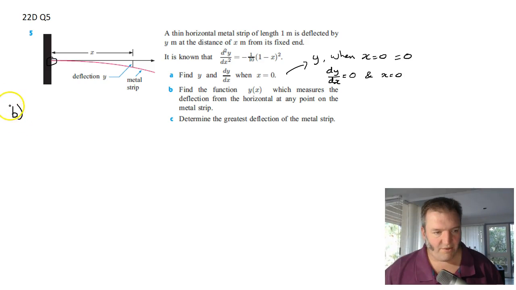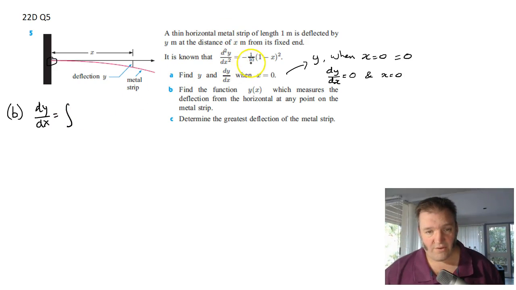Let's go ahead to the more challenging bits. I know it only asked for part A, but let's do these other bits anyway, just to make sure we're okay with them. So how do I go about the rest of it? Find the function y of x. Well, all I've got so far is d squared y over dx squared. So what about we first find dy/dx, and we'll go from there. So dy/dx is going to be the integral of d squared y over dx squared, so negative 1 on 10, 1 minus x all squared, dx.